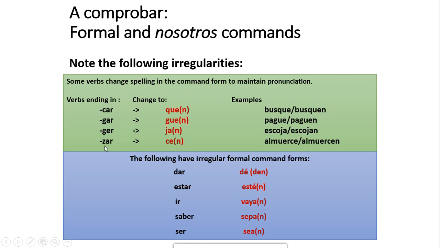And finally, any verb ending in Z-A-R, the Z will change to C-E, as in almuerce, almuercen. Almuerzo is la forma yo. I'm going to drop the O. Z becomes C-E. There we go.